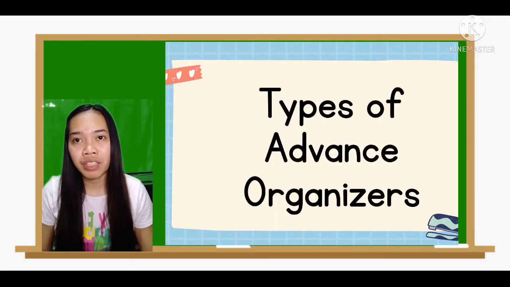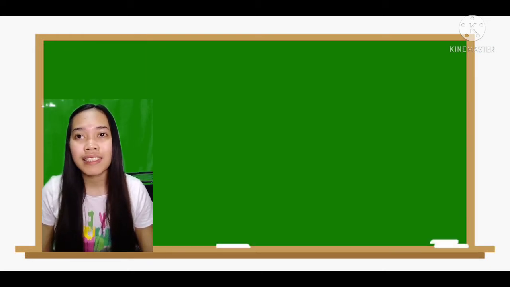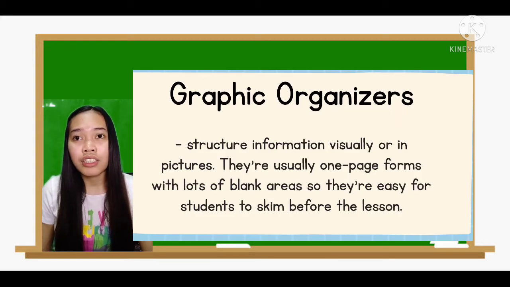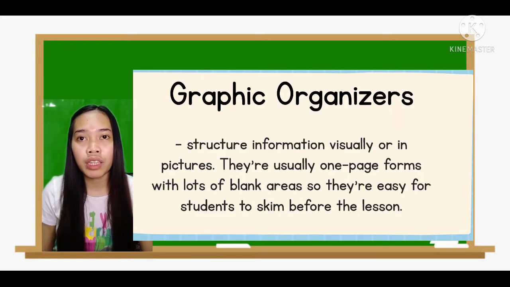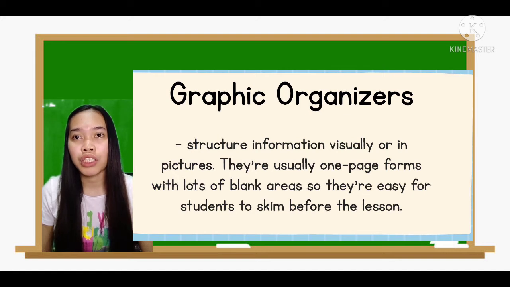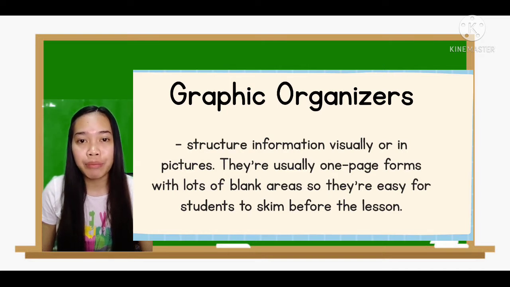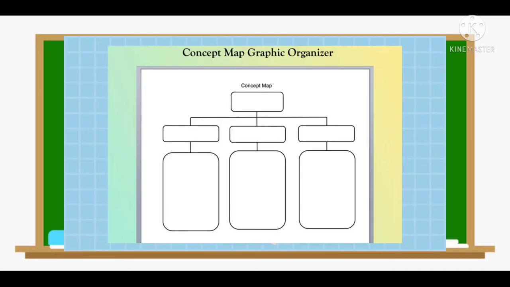So there are types of advanced organizers. First is graphic organizers. They structure information visually or in pictures. They're usually one-page forms with lots of blank areas, so they're easy for students to skim before the lesson. So I have here an example of a graphic organizer.